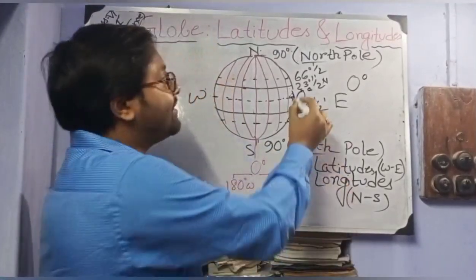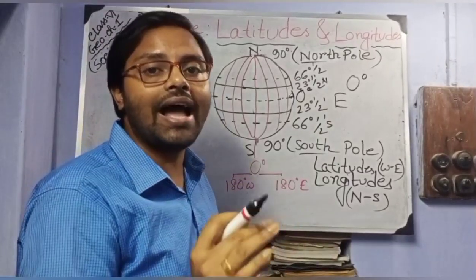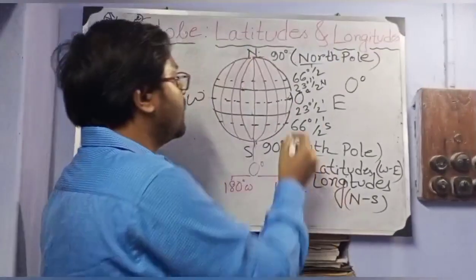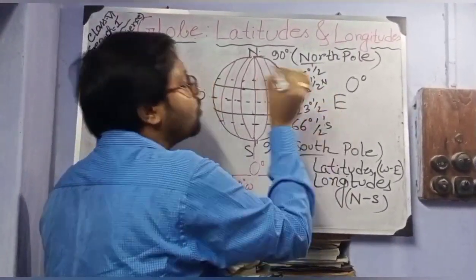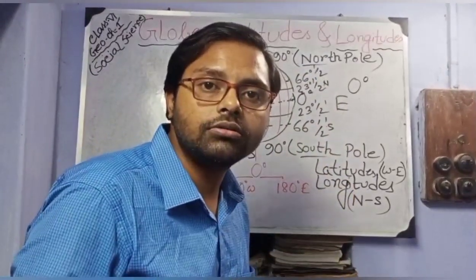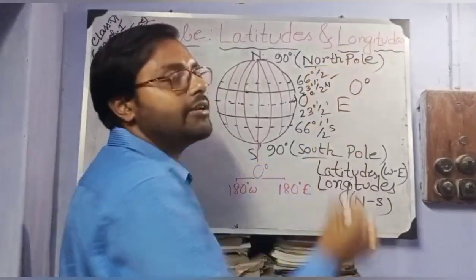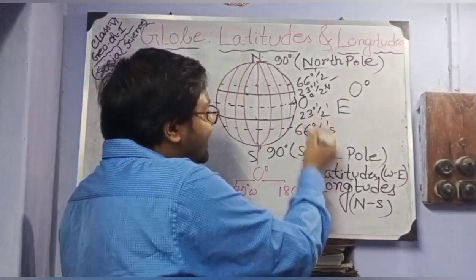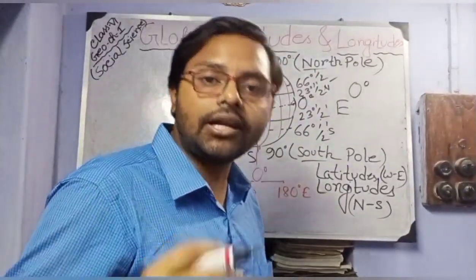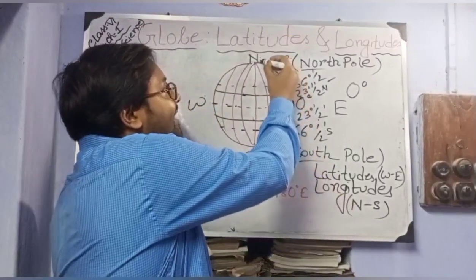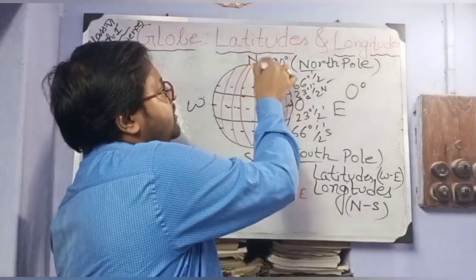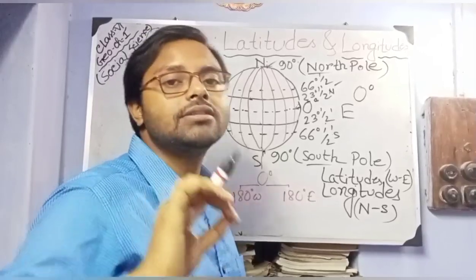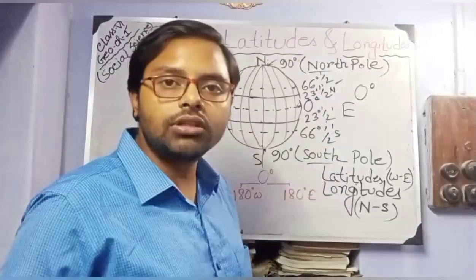The 23 and a half degree north latitude is known as the Tropic of Cancer. 23 and a half degree south is known as the Tropic of Capricorn. 66 and a half degree north is known as the Arctic Circle, and 66 and a half degree south is known as the Antarctic Circle. 90 degree, the topmost point, is known as the North Pole, and 90 degree south latitude is known as the South Pole. So these are the main latitudes throughout the earth.